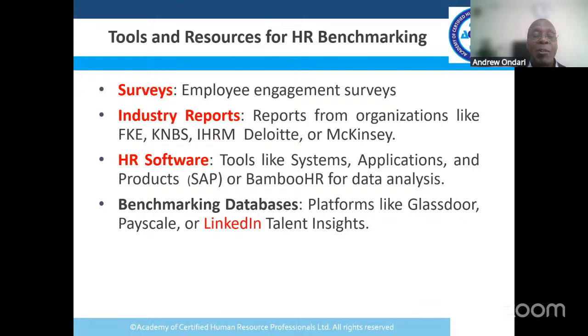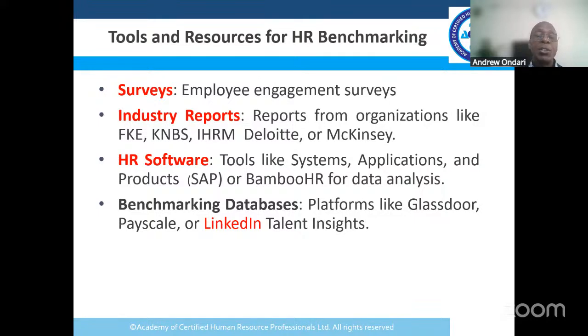The third one is our regulator, that is IHRM. They also conduct industry surveys to determine the level of compliance. And in some cases, they do visit our organizations to check on our systems to ensure that we are compliant with the various labor laws.